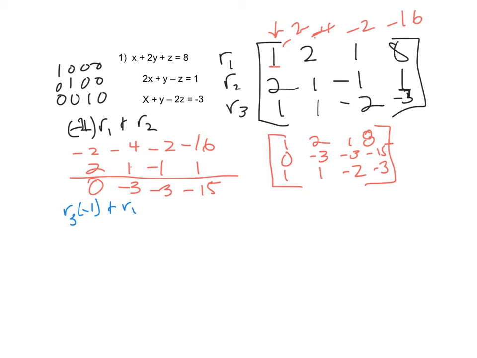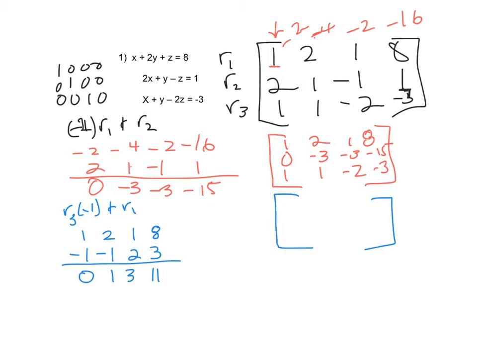Okay, so I'm not changing the first row, so I got 1, 2, 1, 8, and then I'm multiplying the last row by negative 1, so it's going to be negative 1, 1, 2, and 3. And that's going to give me a 0, 1, 3, 11. So I have, let's see, I didn't change the first, so I got 1, 2, 1, 8. I didn't change the second, so I get this.